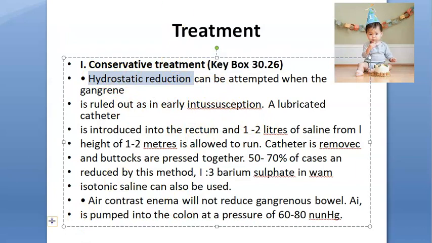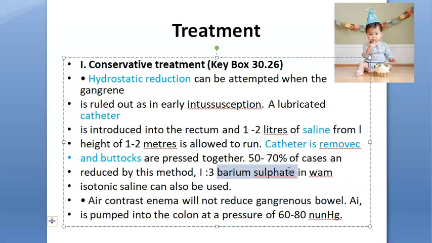Hydrostatic reduction. Water static reduction. Put water and try to reduce it, is it? A lubricated catheter is introduced into the rectum. They will put a catheter, then they will put saline, 2 liters of saline, and they will allow it to run, and then the catheter is removed and the buttocks are pressed together, and in most of the cases, it will become proper.